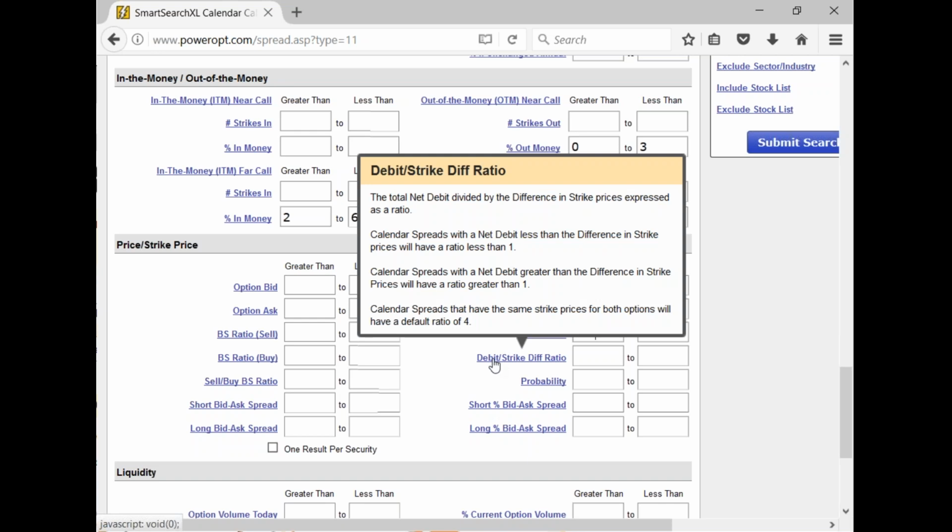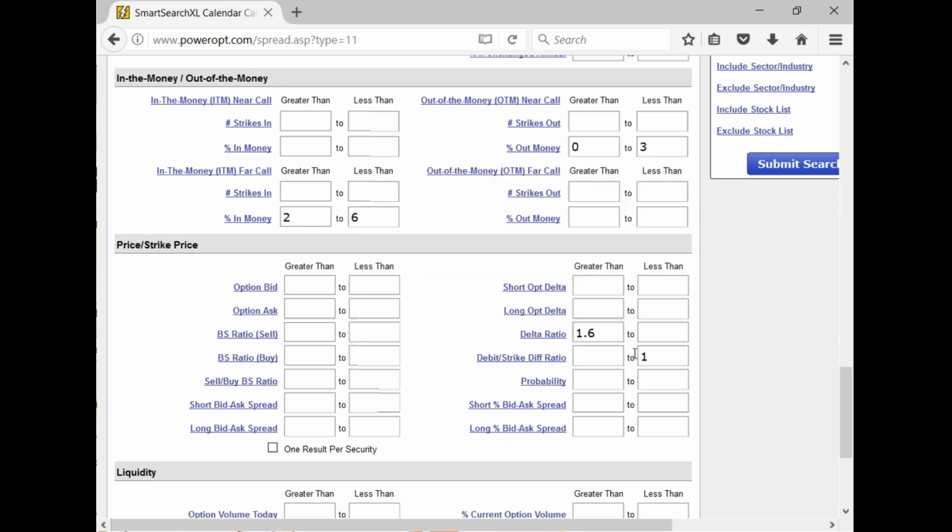I always want this to be less than 1 when I'm doing these kind of spreads. Okay? Why? Because if I am, for whatever reason, assigned early on the short option and my broker uses the long to exercise the short in the first cycle, what I want to do is make sure that the debit I paid is less than the difference in strike prices. Because if I'm exercised out, my broker has to exercise the long, I just get the difference in the strike prices back. So if I paid a $2 debit, but I only have a $1.50 difference in strike prices, well, that means I'd be guaranteed a 50-cent loss if I'm assigned early.